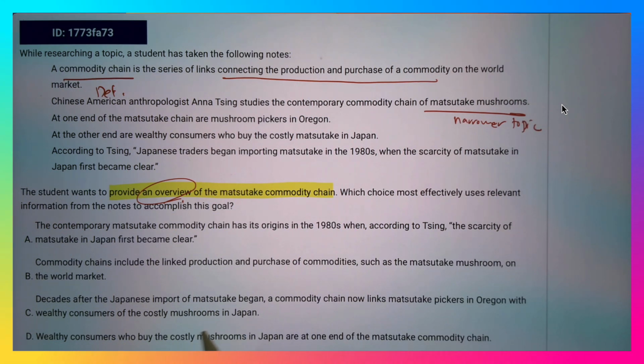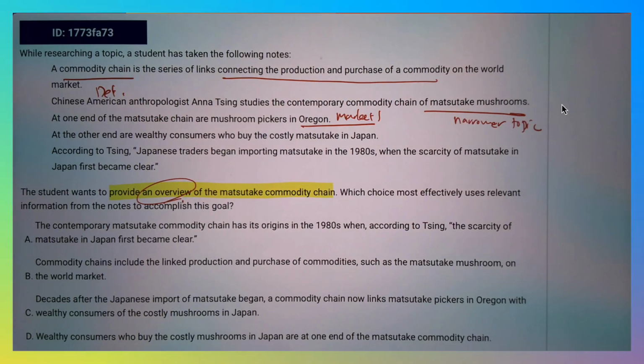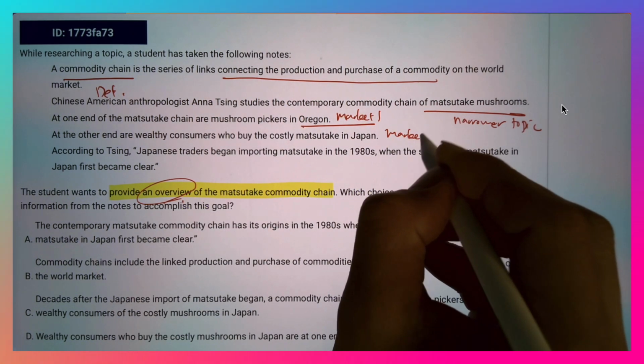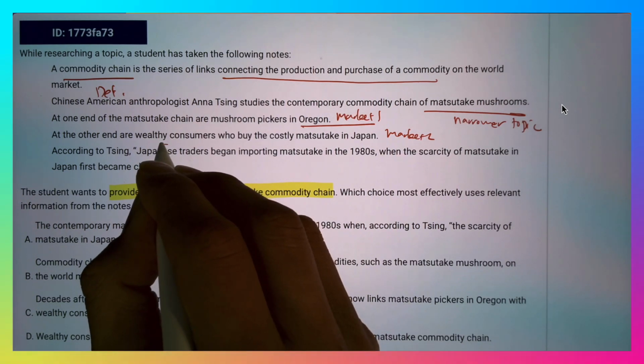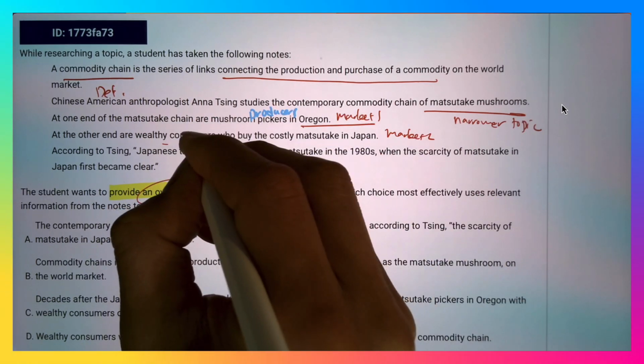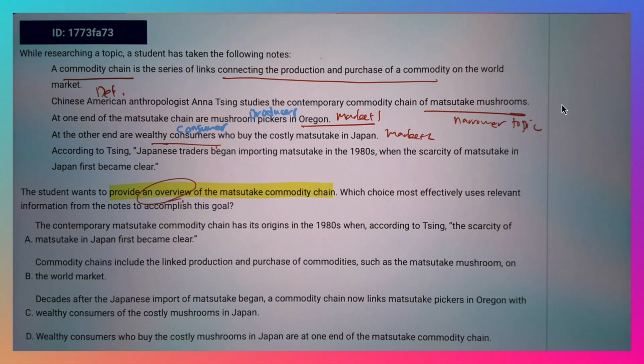At the end of the Matsutake chain are mushroom pickers in Oregon. So we have a market in Oregon, and I'm going to call it Market 1. At the other end are wealthy consumers. So this is another market, Market 2, but this time it's consumers. Pickers are more like producers, and the consumers are, like you learn in biology, the food web or food chain. So we have two markets that exist.